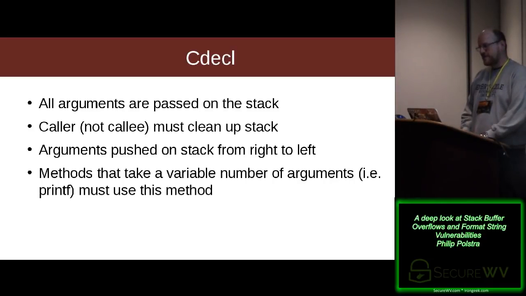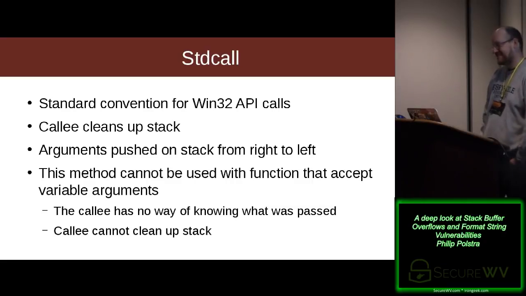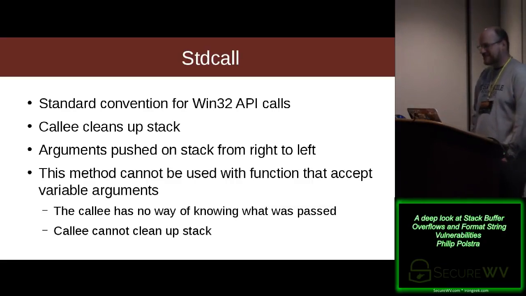So that's one reason why we have a debugger. You might say, why don't we just use standard call for everything? Well, because we can't. Now, standard call is the standard calling convention for Windows 32-bit API calls. So API is Application Programming Interface. If I want to write a Windows app, I write a little bit of code, and I mostly call a lot of API calls. Pretty typical.